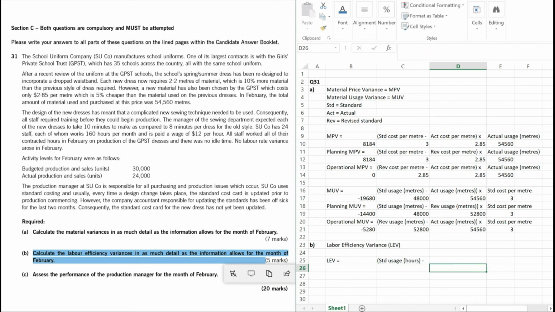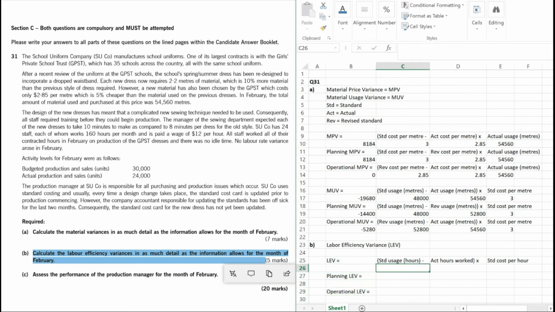Minus the actual hours. But is it the actual hours worked or is it the actual hours paid? Remember, efficiency needs to be assessed on the actual work being done. So this is actual hours worked, right? And this will be multiplied by, what will it be multiplied by? Think about it. Labor efficiency variance is similar to the material usage variance. Here we were going by standard cost per meter. So here we'll go by standard cost per labor hour. Okay. So there's our formula, and we can input the formulas for planning labor efficiency variance and for the operational labor efficiency variance as well.